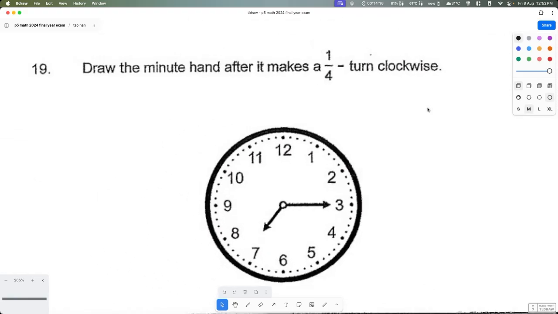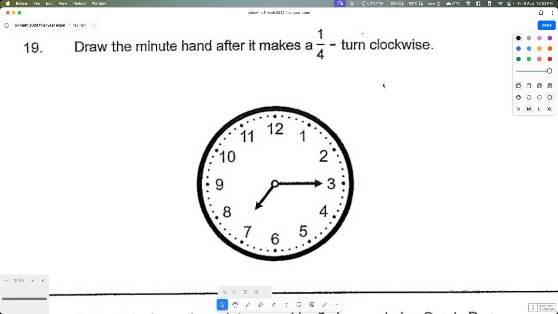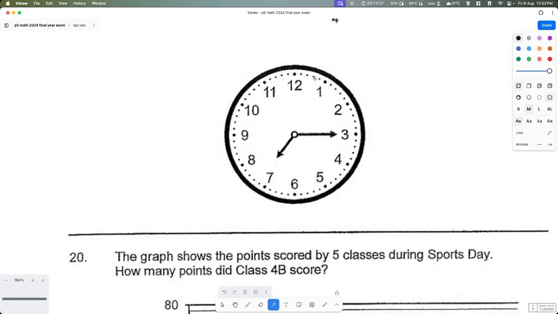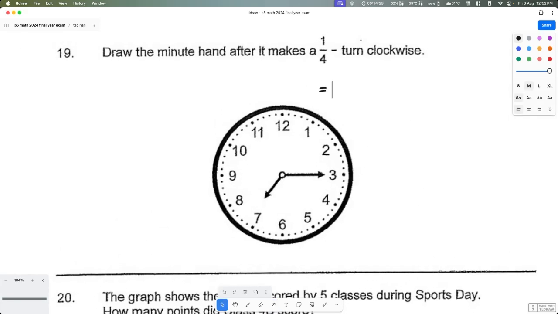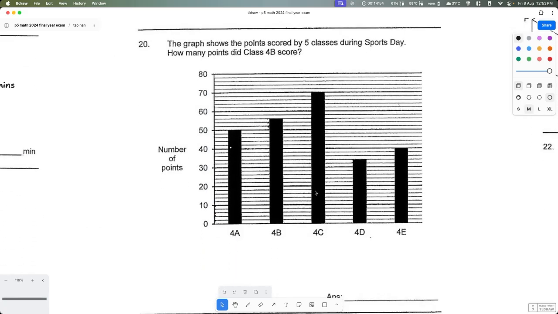Draw the minute hand after it makes a 1/4 turn clockwise. Clockwise is from left to right. A 1/4 turn is basically a 90-degree turn. So if I were to draw the minute hand, it will look something like this. I will draw a right-angle line so we know that this is a 90-degree turn. There you go. Let's move on to question 20.